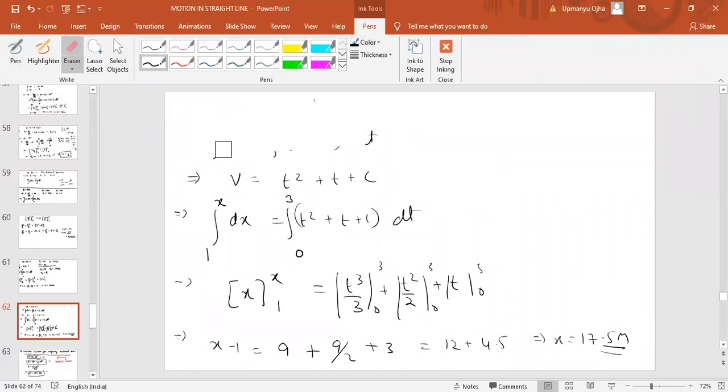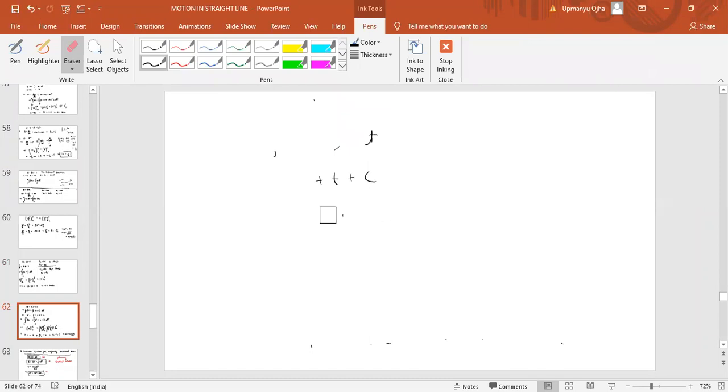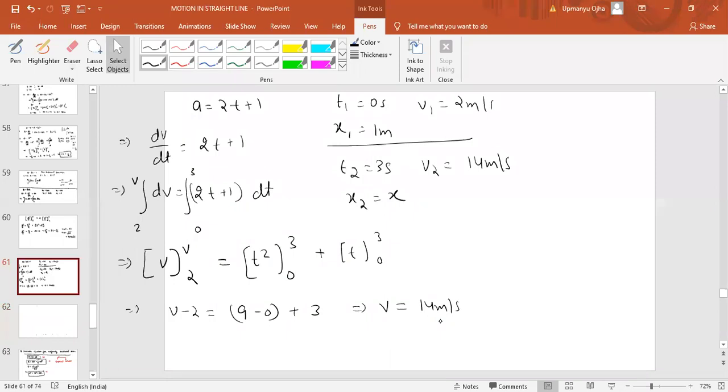In question number 4, the velocity which we found was correct. Now we have to find the displacement in 3 seconds. In this question we found the velocity is 14 meters per second.